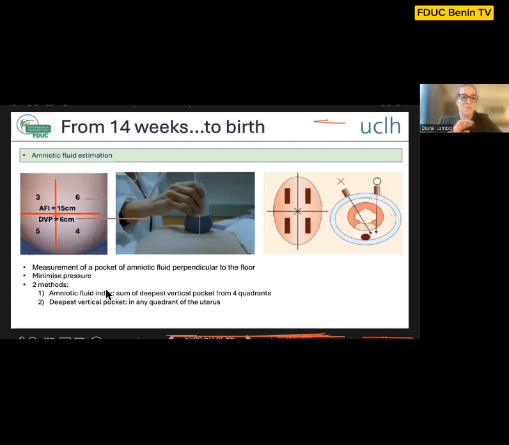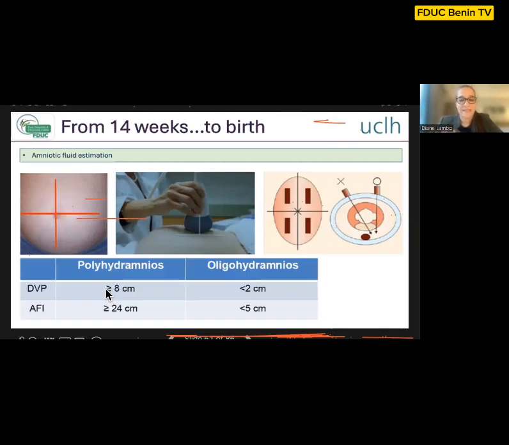Now, what's important, whatever method you use, is that you minimize pressure because, of course, if I press hard onto the maternal abdomen, what I'm going to do is underestimate the amount of fluid that is there. I keep my probe completely perpendicular to the floor. I don't angle it in one direction or the other. And essentially, it doesn't really matter what method you use in your institution. There's some evidence to say that if you use deepest vertical pocket, then you reduce the risk of an intervention without improving outcomes. But generally, the take-home message is that whether you use AFI or DVP doesn't really matter.